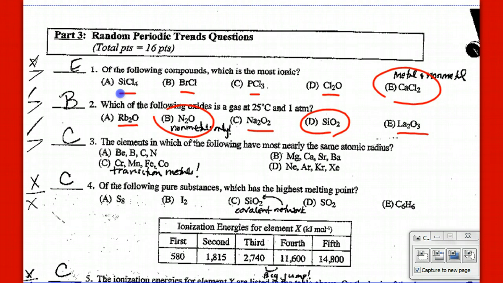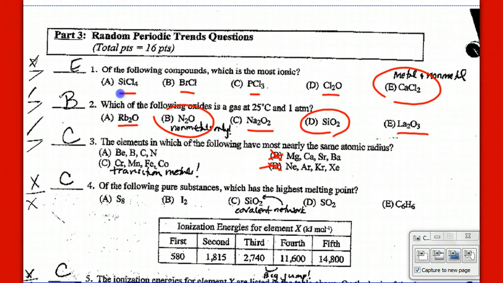Okay, the elements of which of the following have nearly the same atomic radius? Okay, you're going to have nearly the same atomic radius, of course, if you're within the same row. But within the same row, if you're within the same orbital, you're going to win. Going up and down, you're not even in the game because you change energy levels. So when I look at these quickly, it can't be D because that's going up and down. It can't be B because that goes up and down. And so now you have the choice of A or C.